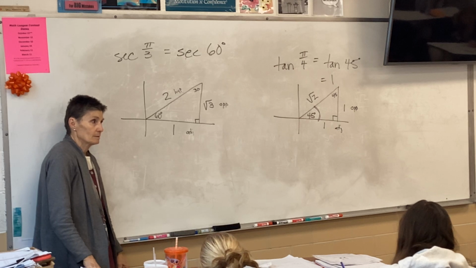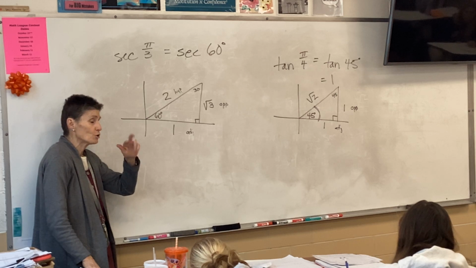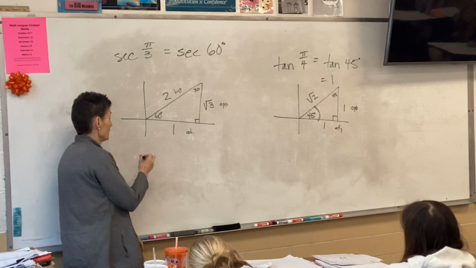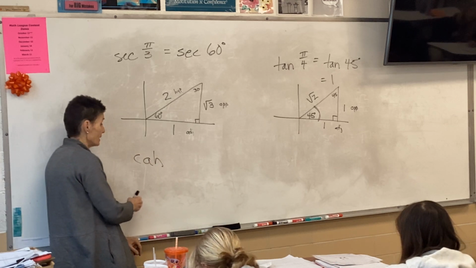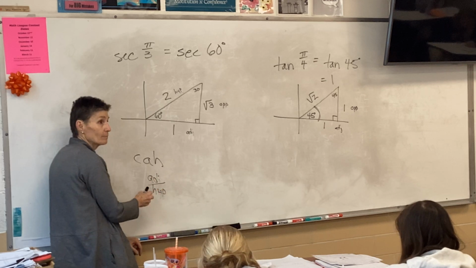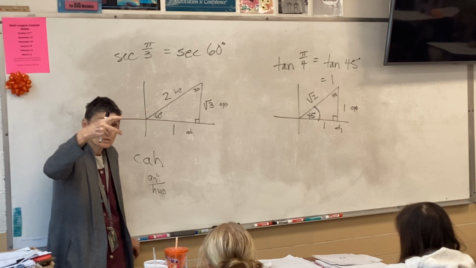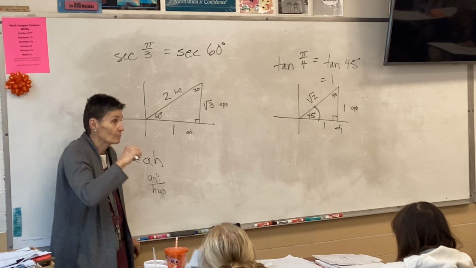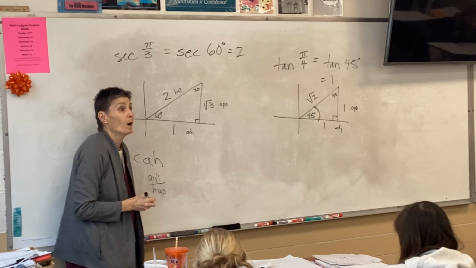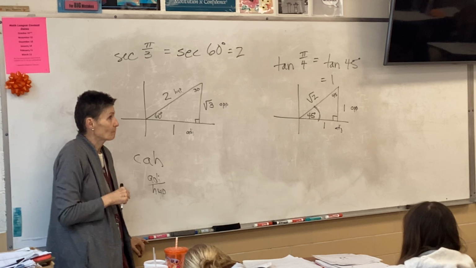Secant. Secant is the reciprocal of what? If you don't remember, it's on your sheet, look at it. Secant is the reciprocal of cosine. Cosine is adjacent over hypotenuse, right? So what will the secant be? Hypotenuse over adjacent. So the answer to that question is 2 over 1, which is 2. Did you follow my thought process?